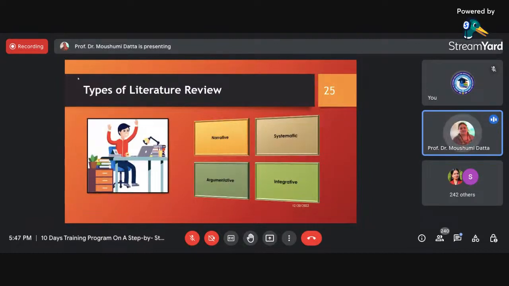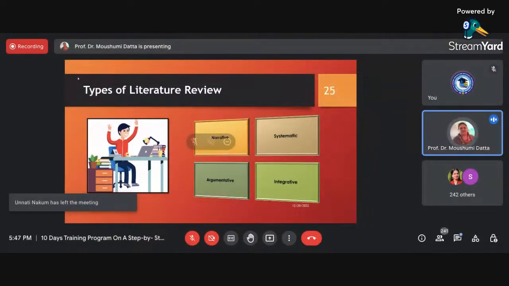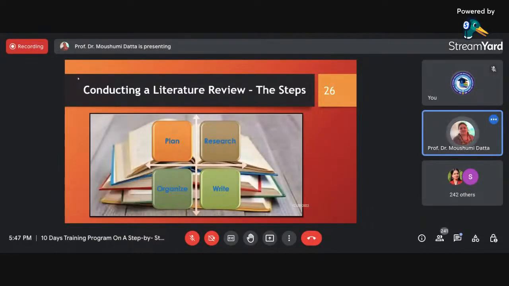There are various types of literature review. It can be narrative, just writing whatever you're getting in your hand. It can be very, very systematic. It can be argumentative, where you argue, yes, this is correct, this is not correct. It can be integrative also, where you combine everything and write.